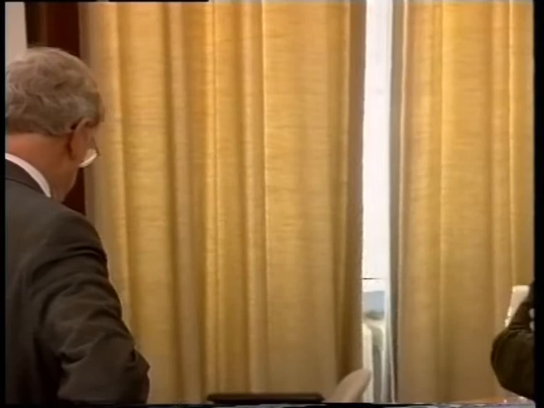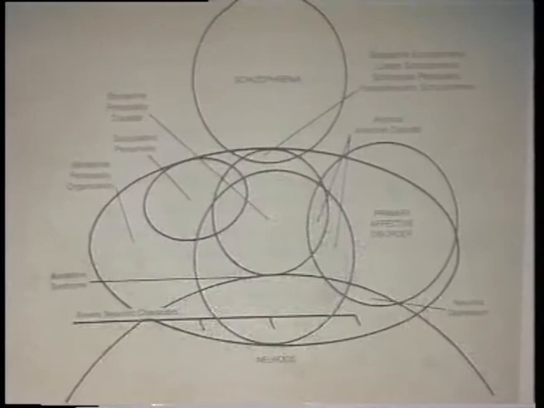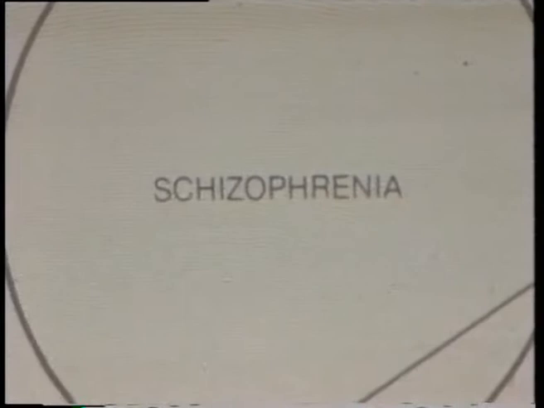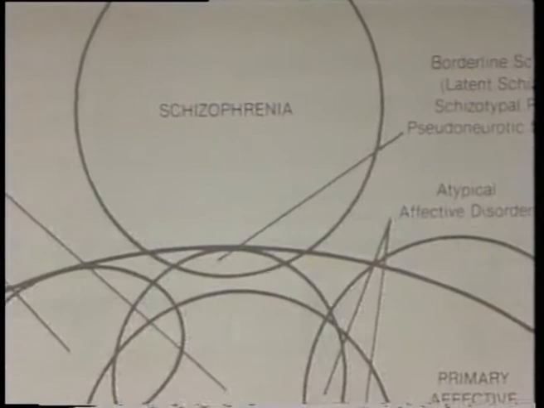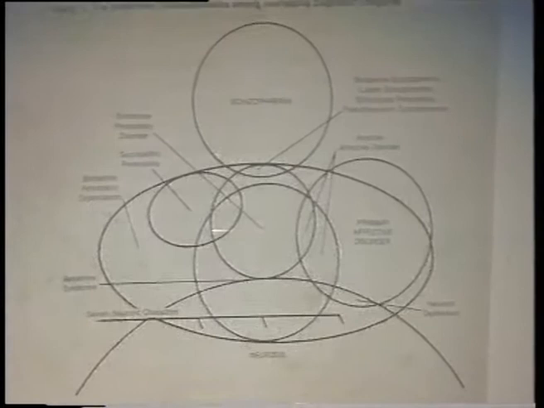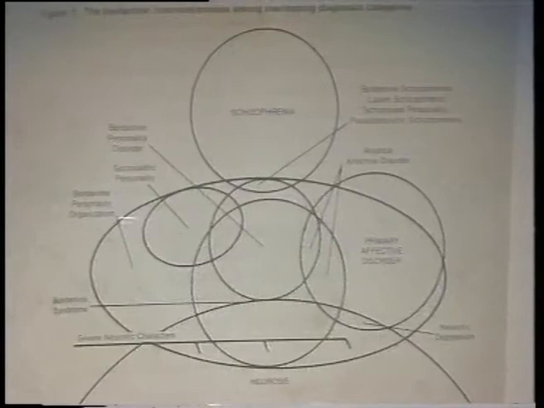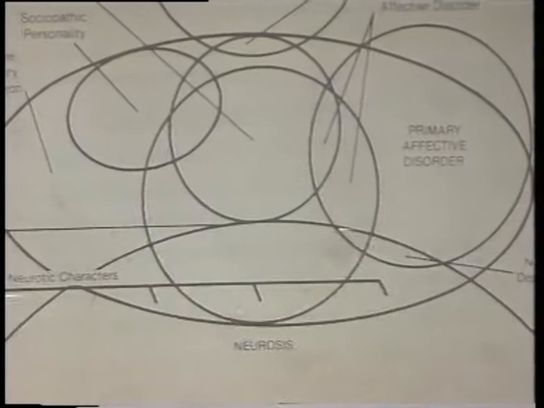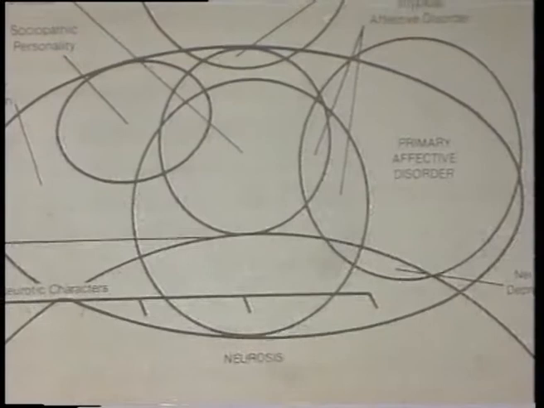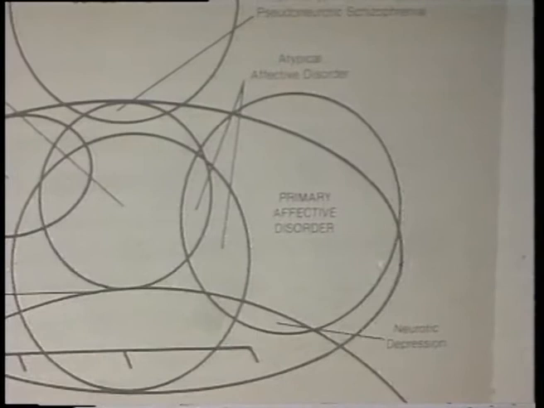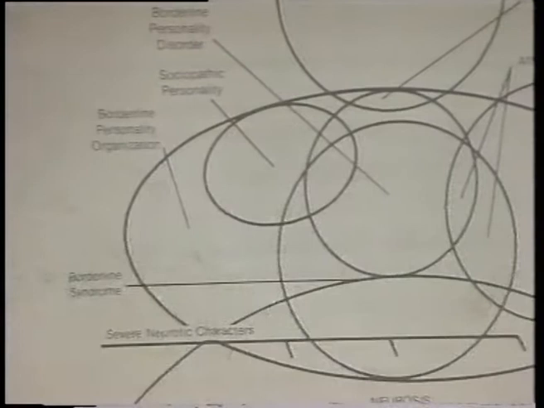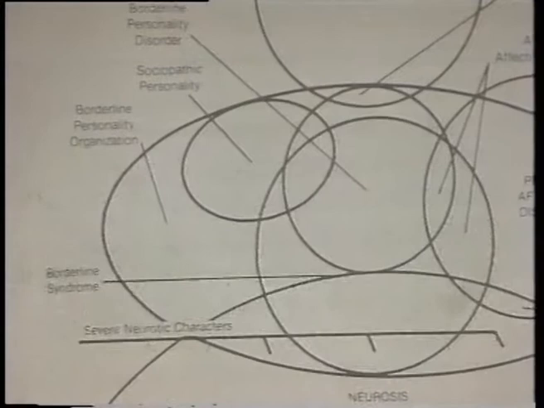Now this is a graphic illustration of what a borderline was thought to be as late as 1979, a year before DSM-3. Very clear, right? So the reason the word borderline was used was because borderline personality disorder, in other words, this circle, was seen on the border between schizophrenia, primary affective disorder, and neurosis. So it was seen as being on the border of those different things.